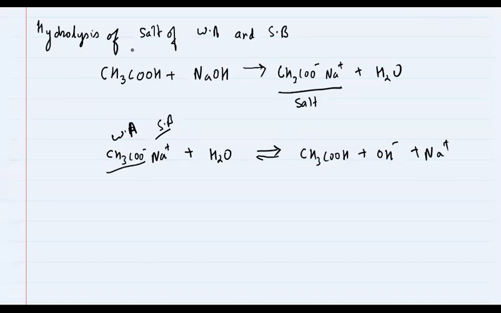Okay, now second step, initial concentration. So C, initial concentration C. Now H2O will again be in excess, so we won't be taking the concentration of H2O. Here it will be 0, 0, because we won't be worrying about Na plus.